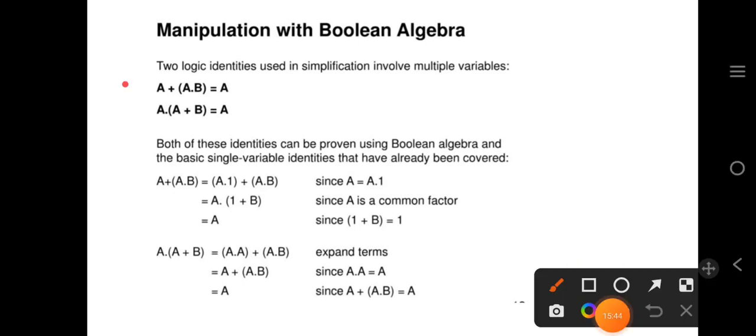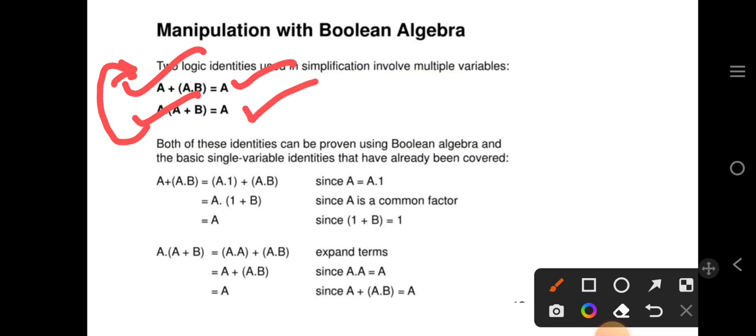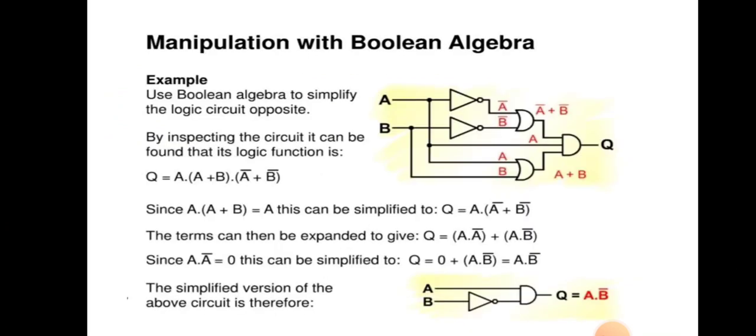So this equation is equal to A, and this equation is also the same as the first equation, and thus it is equal to A. So this is the manipulation with Boolean algebra. Now with manipulation with Boolean algebra, we can solve a complex circuit by using the same rules we have studied. So the first example is: use Boolean algebra to simplify the logic circuit opposite.